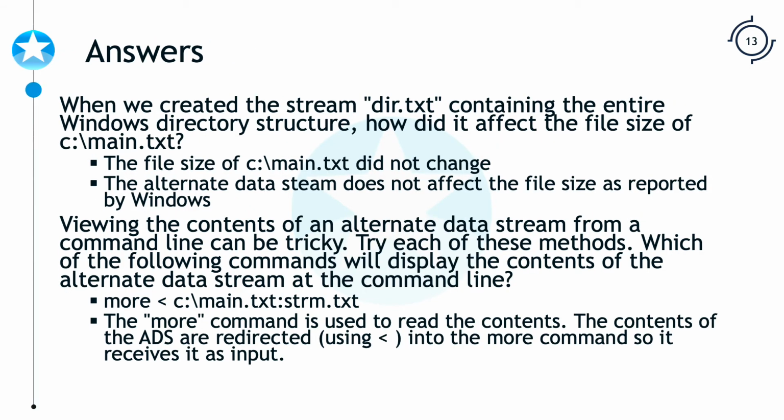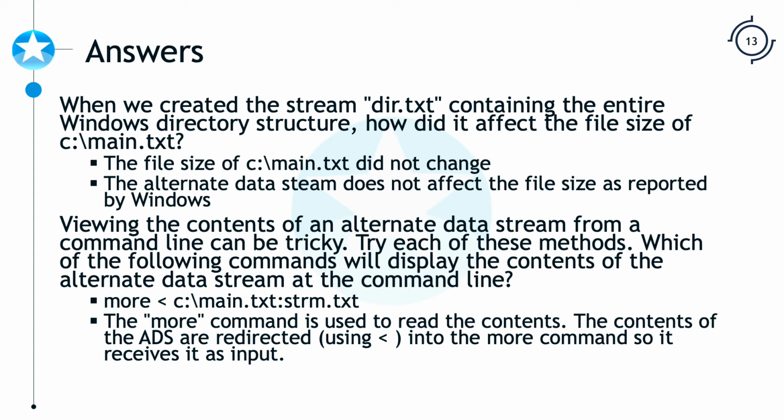Okay, now you've done this challenge, I trust, right? The first one was, when we created the stream dir.txt containing the entire Windows directory structure, how did it affect the file size of main.txt? It did not change the file size reported by the operating system. That's an interesting thing with the alternate data stream. It is not reported.